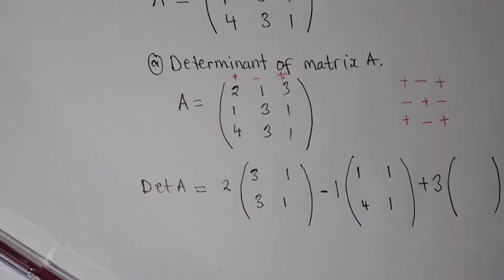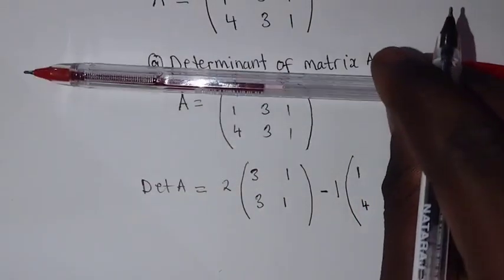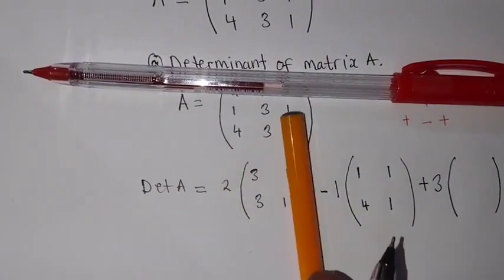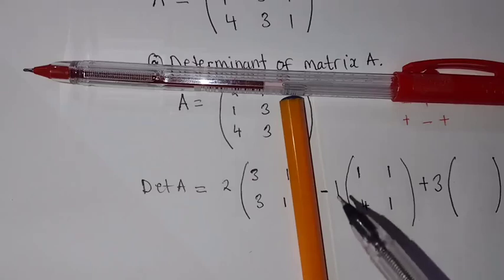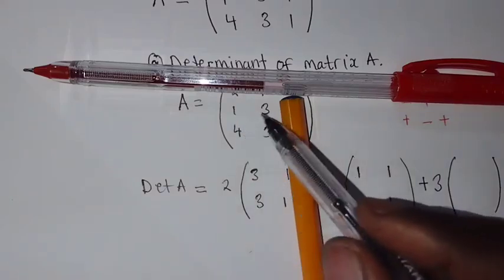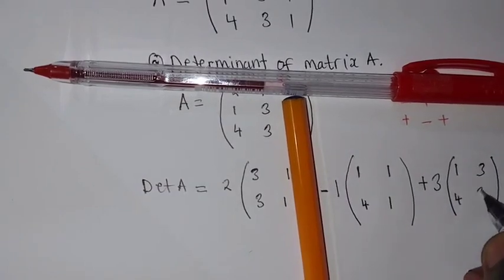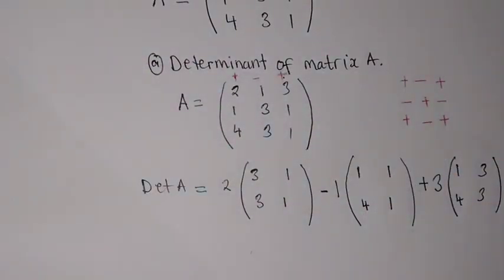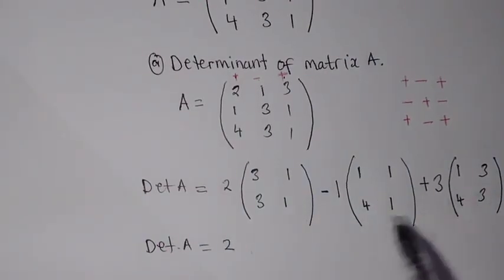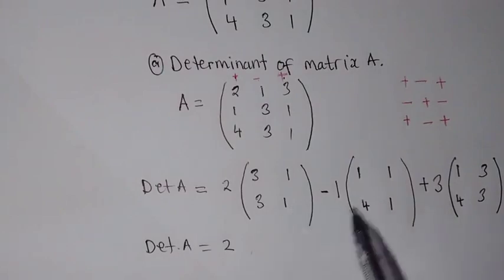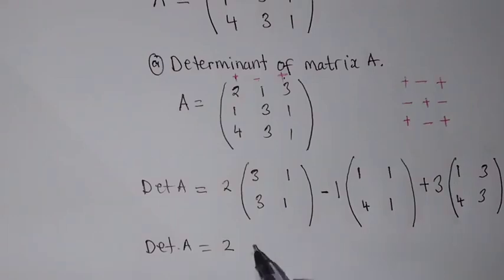We do the same right here. We are going to cover the entire row, and we are going to cover the entire column. You can see what you are remaining with: 1, 3, 4, 3. So you write 1, 3, 4, 3. After doing this, we can write determinant of matrix A is equal to 2 here. So this is a 2 by 2 matrix. We are now going to find the determinant of each of these 2 by 2 matrices that we have come up with. So we know how we find the determinant of a 2 by 2 matrix.